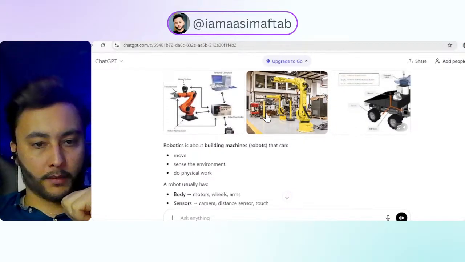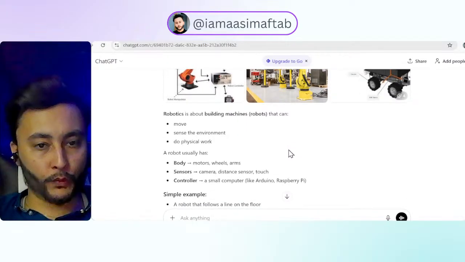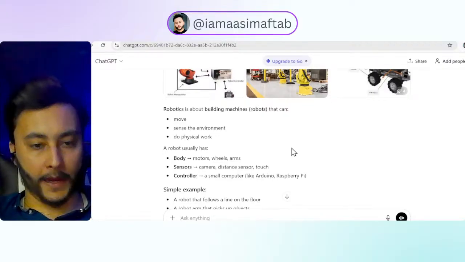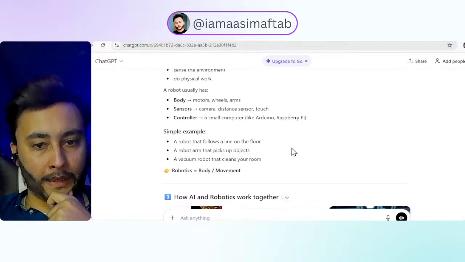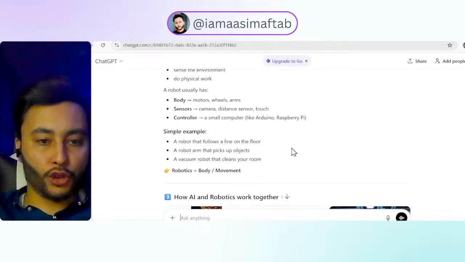Okay, what is robotics? Robotics is about building machines, robots, that can move, sense the environment, and do physical work. A robot usually has a body, motors, wheels, arms, sensors, a camera, distance sensors, touch sensors, and a controller, a small computer like Arduino or Raspberry Pi. Simple examples: a robot that follows a line on the floor, a robot arm that picks up an object, a vacuum robot that cleans your room. Robotics equals body or movement.